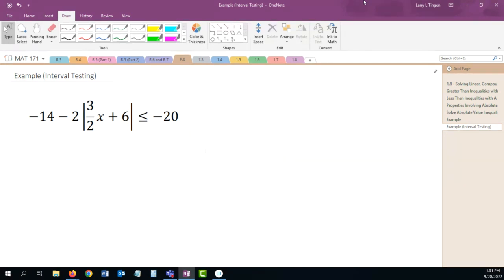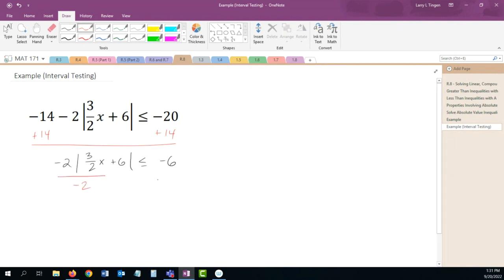All right, so this looks complicated, looks nasty because fractions have appeared. Now they're inside the absolute value and there's work to be done. Don't let hard work scare you. It is not that bad. I want to isolate the absolute value. So everything with an absolute value goes to one side, everything without goes to the other. That means that negative 14 needs to go away. I get rid of that by adding it to both sides, which means I now have negative 2 times the absolute value of 3/2 x plus 6 is less than or equal to negative 20 plus 14, which is negative 6.